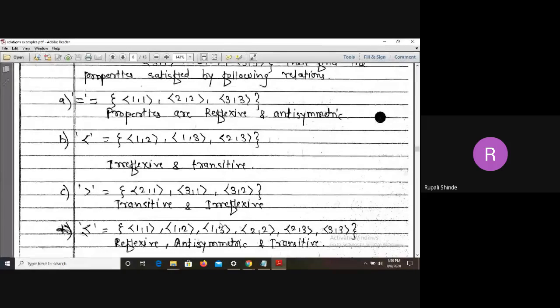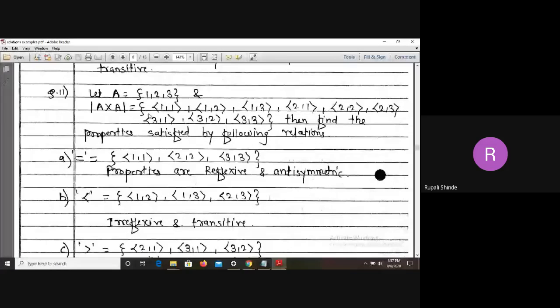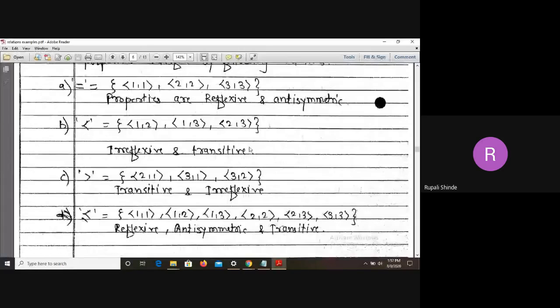Now the next question is given. We have to find all such ordered pairs that satisfy the condition less than or equal to. So from all these ordered pairs, we have to find those that satisfy the less than or equal to relation. So 1 comma 1 we can include as 1 is equal to 1. 1 comma 2 we can include as 1 is less than 2. Then 1 comma 3. Then 2 comma 3 and 3 comma 3. So all these ordered pairs we can include in the relation.